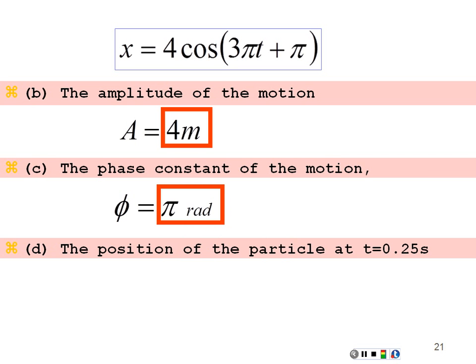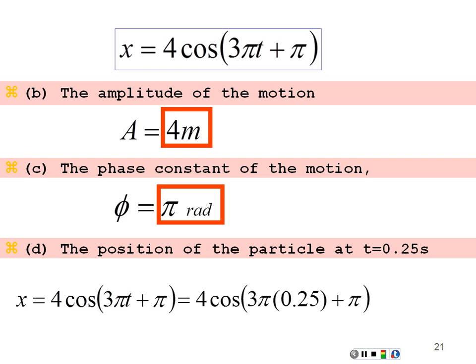And what is the position of this particle at 0.25 seconds? Well, x describes the position of the particle for all time. So at a particular time of 0.25 seconds, I just need to plug that in. So my x is going to be equal to 4 times the cosine of 3 pi times 0.25 plus pi. When I do this calculation, I better make sure my calculator is in radians mode, because that's what we're looking at in the cosine function here, radians. So I make that calculation, and I come out to be 2.83 meters.